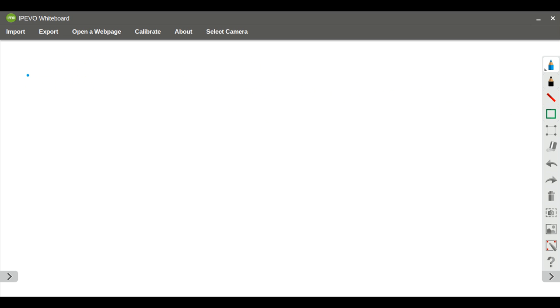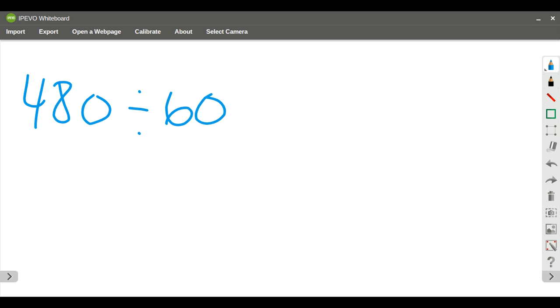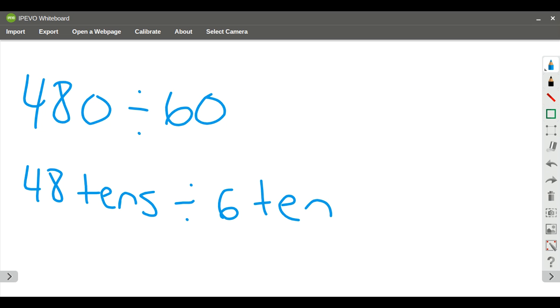Next one that I have is 480, or 480 divided by 60. And if I think about those in terms of tens, I'm left with 48 tens divided by 6 tens. So again, when I put them in the word form of tens, what I'm doing is really taking off those zeros. And then I'm left with 48 divided by 6, which is going to be equal to 8.